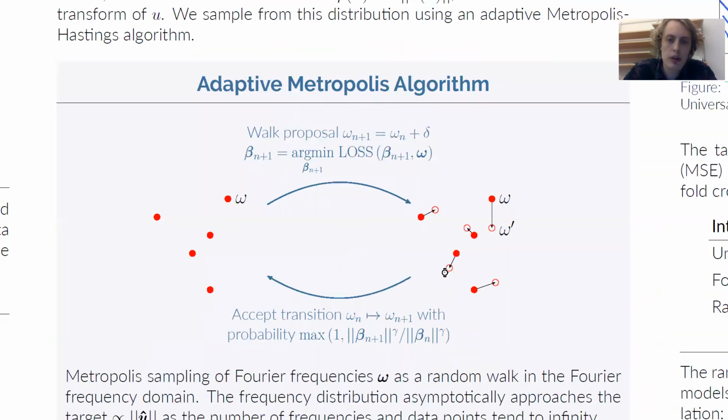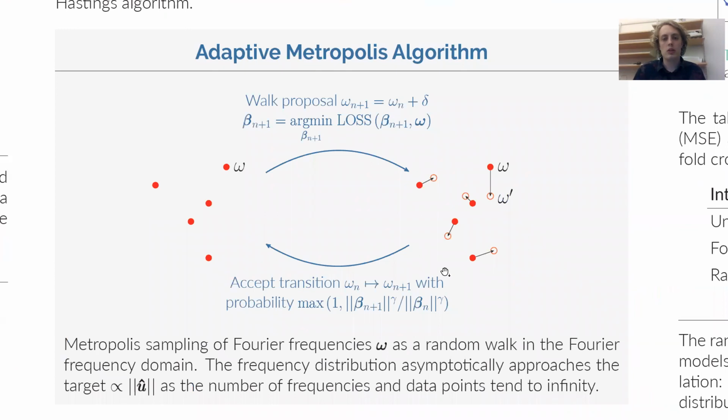So this Metropolis algorithm works by iteratively updating the frequencies. First we initialize the frequencies, and then we move all of the frequencies according to some proposal kernel. In our case, it's just a normal, and then it rounds to the nearest integer frequency. And then based off of that frequency, you calculate the new Fourier coefficients.